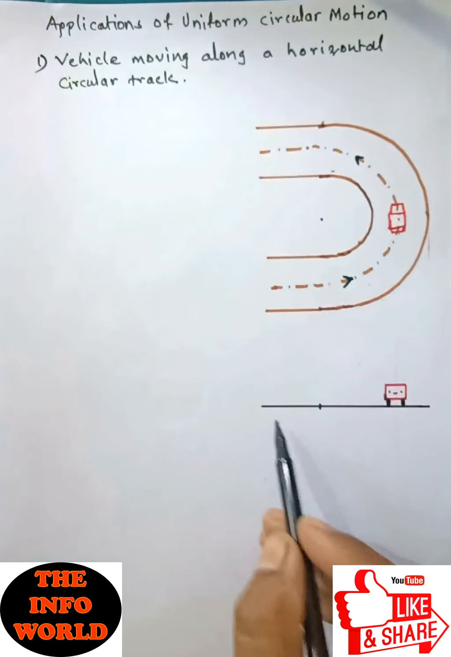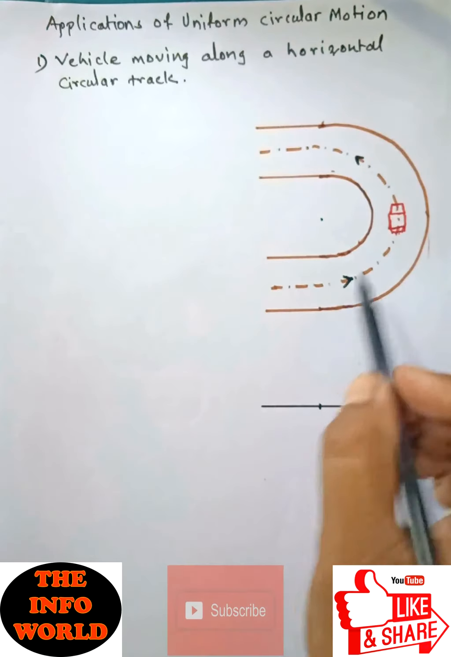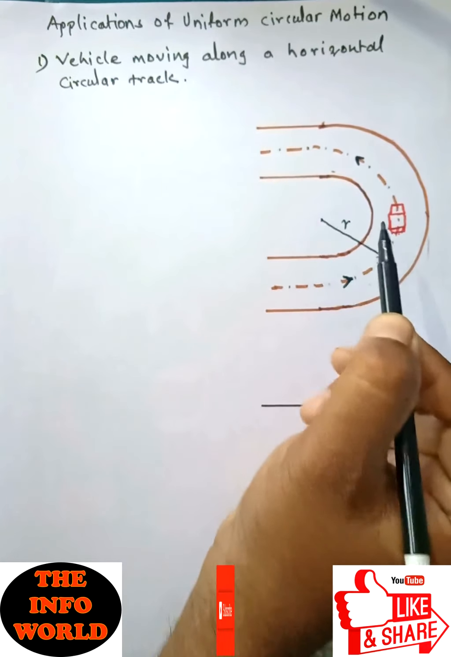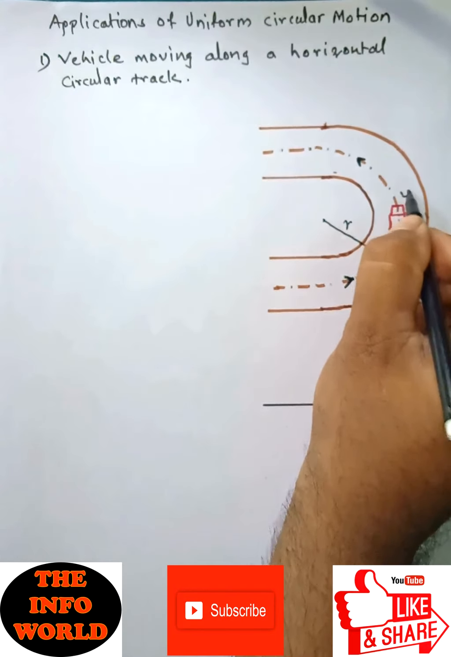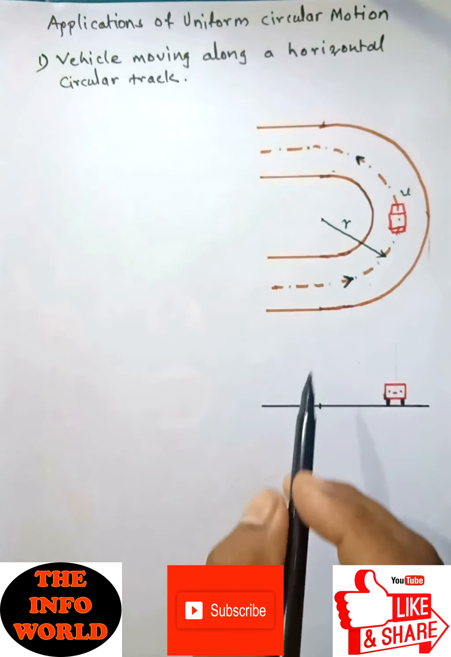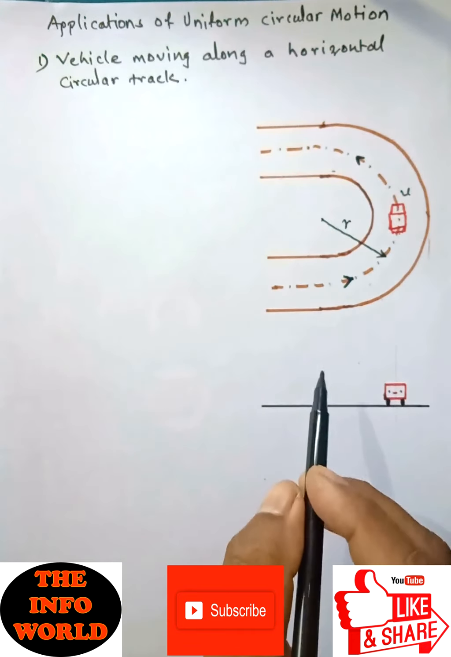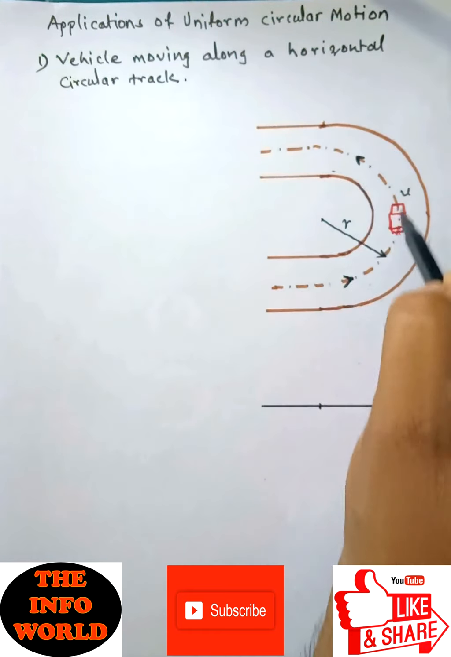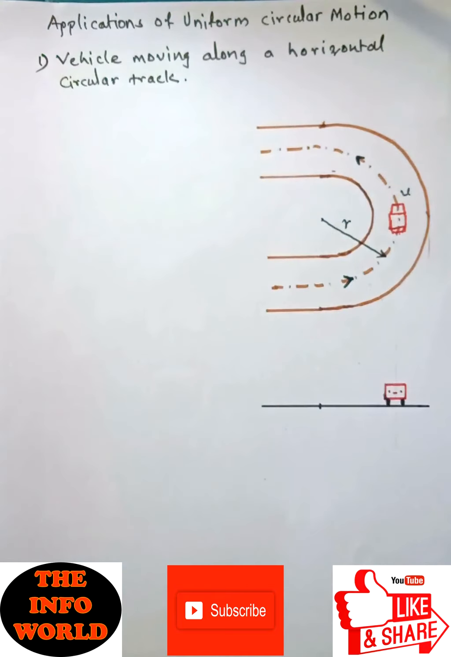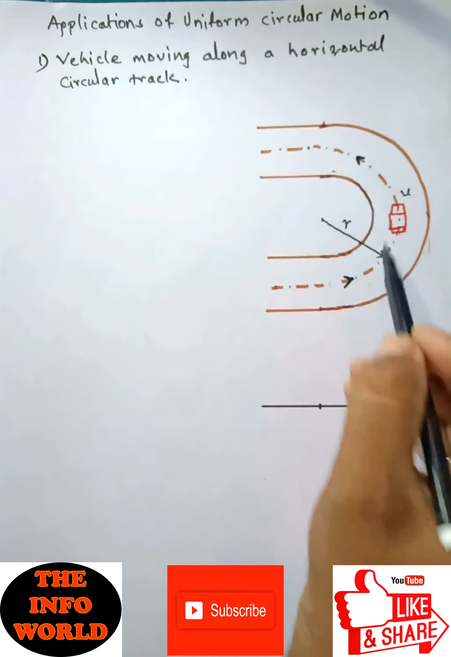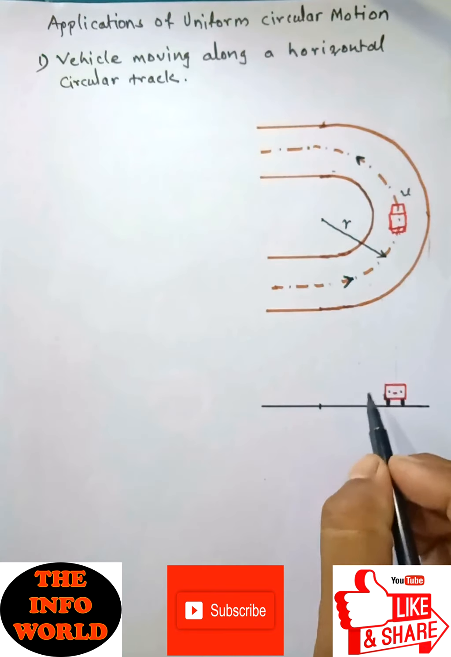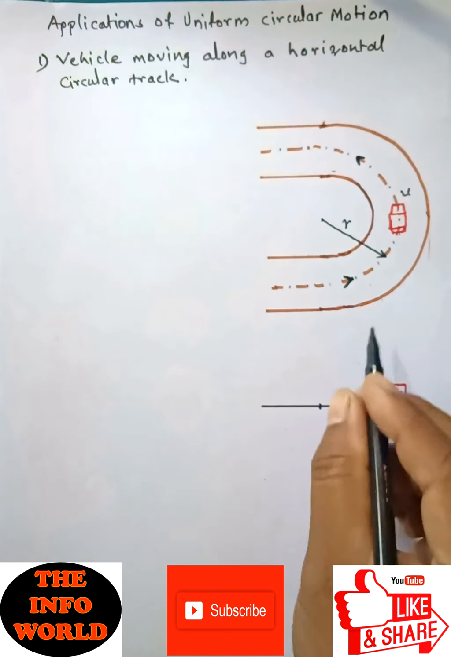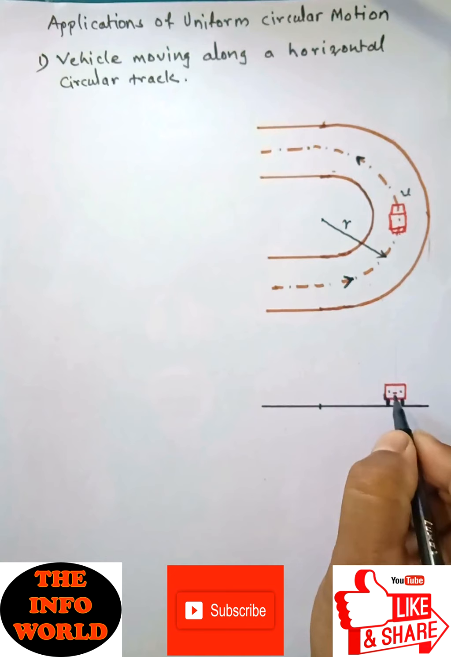This track is horizontal, you can see this in cross section. A vehicle is moving at a radius r with some velocity v. So we are going to find out the safe limit of speed, or the maximum speed with which the vehicle can move along this circular track. Now see, the car is moving along this radius r. So first we will show the forces acting on this car in this cross section.